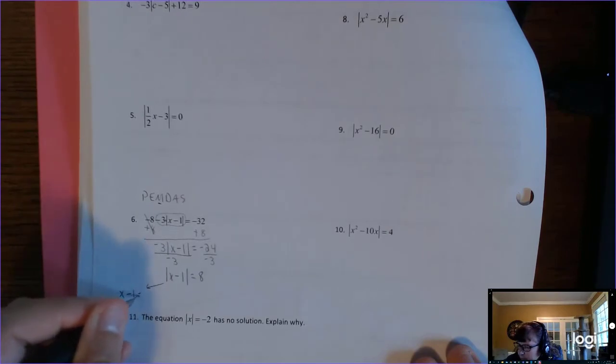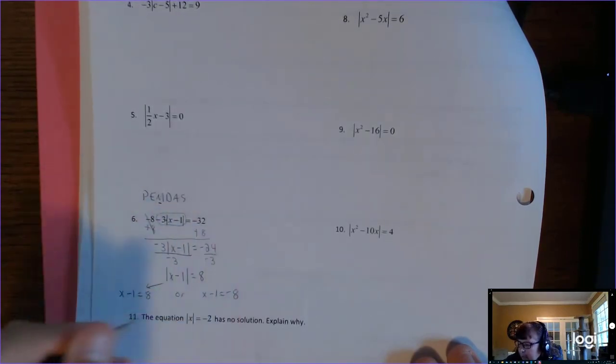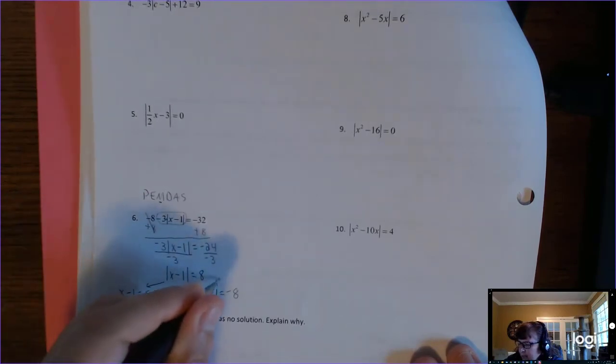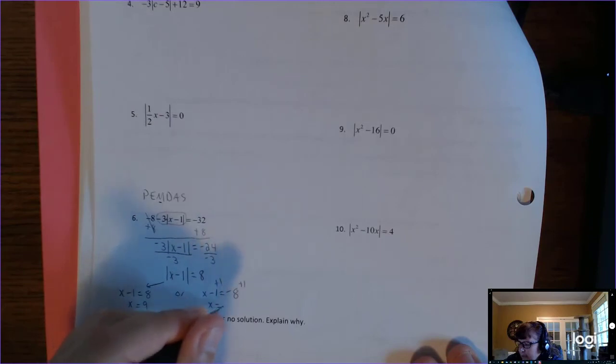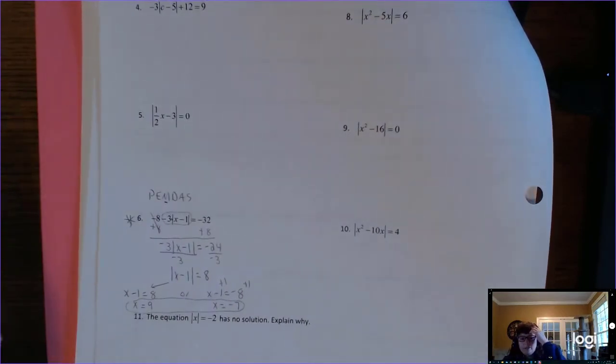So x minus 1 equals 8, or x minus 1 equals -8. So if we add 1, we get x is 9. Here, if we add 1, we get x is -7. So that's a common error there.